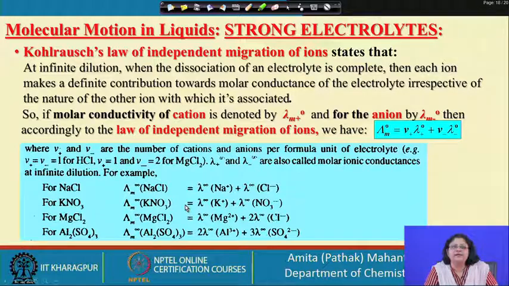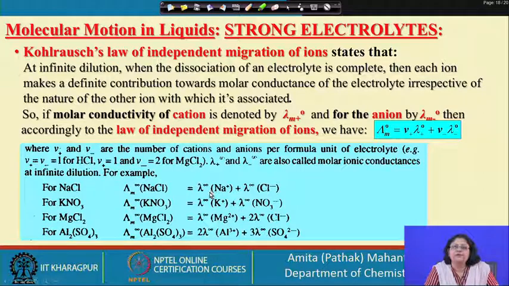Suppose you see this is an example given to you of how to find out. These are all strong electrolyte systems which we are looking into. You have sodium chloride, potassium nitrate, magnesium chloride, aluminum sulfate. How will you find out the molar conductance at infinite dilution? That will be the contribution of the cation plus the anion, multiplied by the number of cations or anions per formula unit.